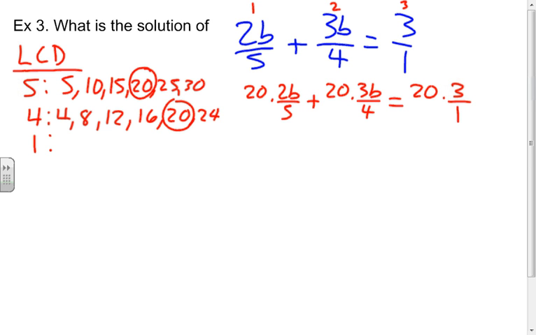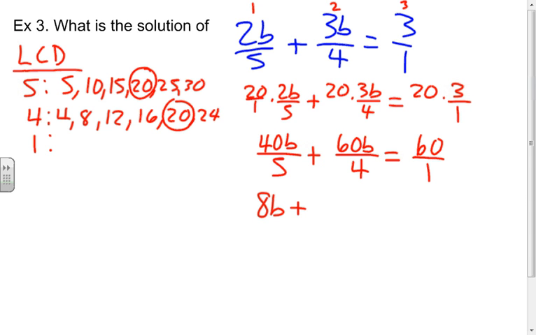Now I'm going to multiply straight across. 20 times 2b is 40b. There's really a 1 on the bottom there, so it's 1 times 5. 20 times 3b is 60b. 4 stays on the bottom. On the other side of the equal sign, 20 times 3 is 60 over 1. Now what I need to do is simplify these fractions. 40 divided by 5 is 8.